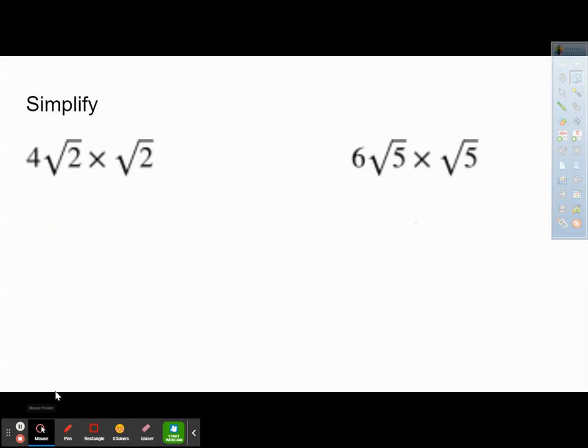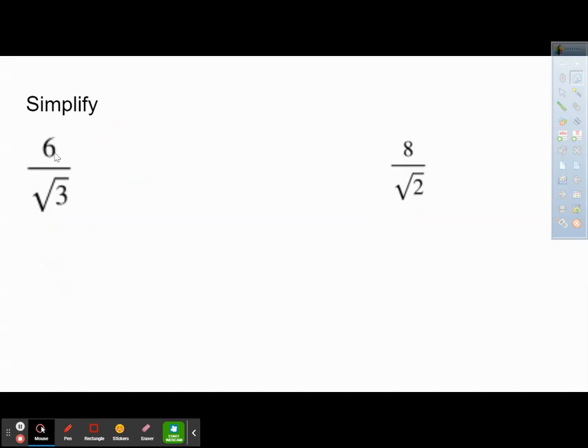Alright, the next type of problem. 6 over the square root of 3. This is probably the most complicated problem that you're going to get with simplifying radicals, when you have a fraction and the radical is in the denominator. Because you're not allowed to have a radical in the denominator. So to simplify it, you need to get rid of the radical.